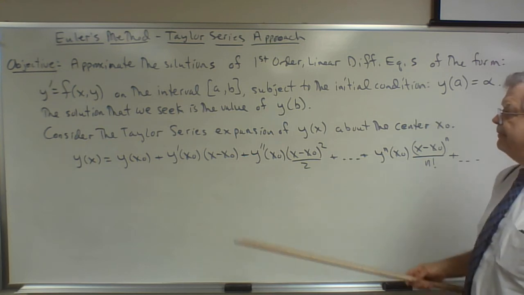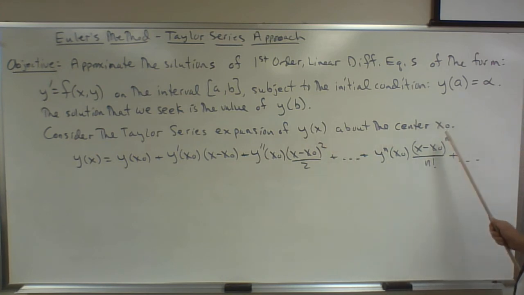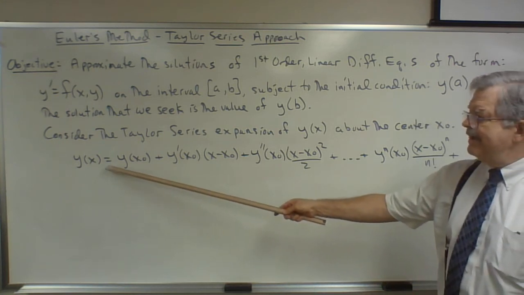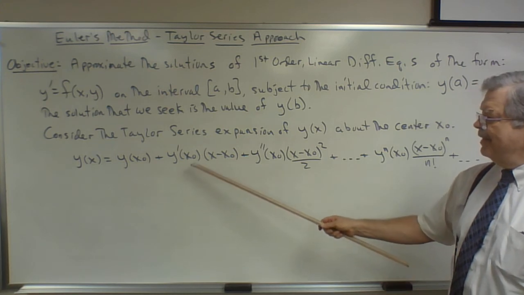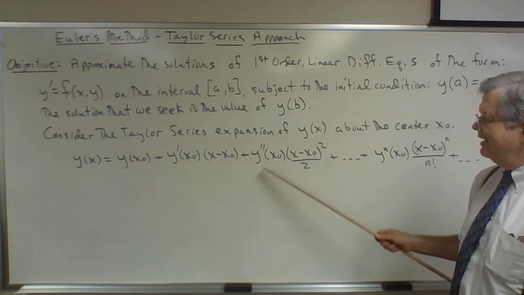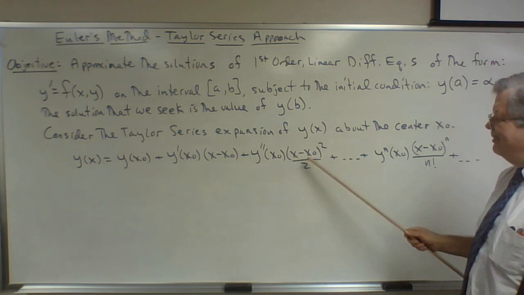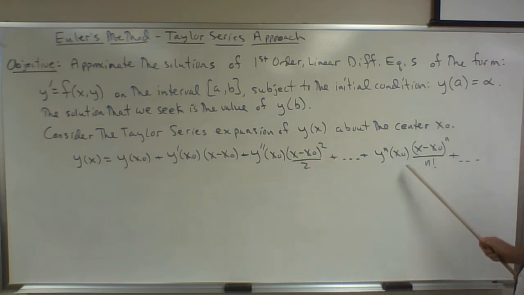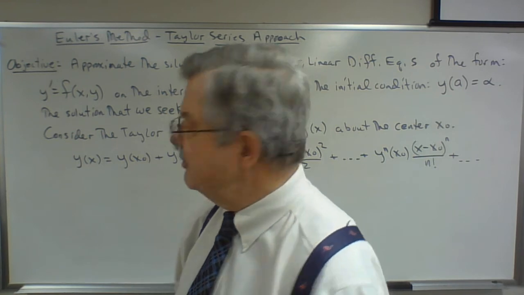And here's what we do. We consider the Taylor series expansion of y of x about the center x naught. And we have y of x equals y evaluated at x naught, plus y prime evaluated at x naught times x minus x naught, plus y double prime evaluated at x naught times x minus x naught squared over 2, and so forth and so on. And now we're going to introduce h.